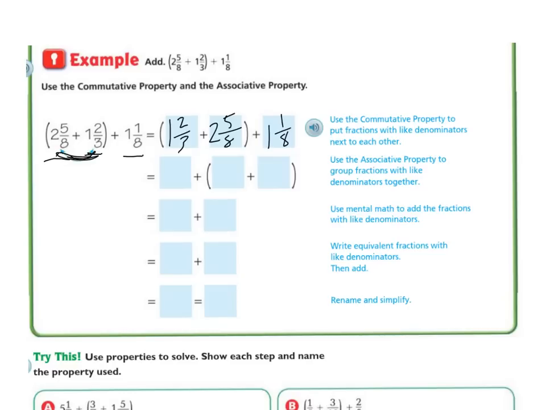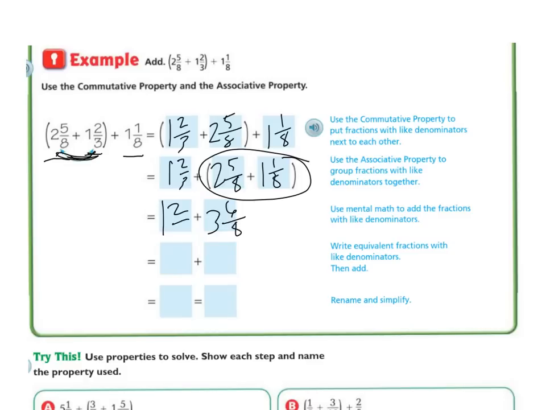The cool thing about doing that is now I can use the associative property and I can regroup them. So I can do 2 5/8, 1 1/8, and over here I have my 1 2/3. So now, remember, you always do the parentheses first. So now I have 3 6/8 plus 1 2/3. So now I need to make the bottoms be the same because I can't add them when the bottoms aren't the same. See, this saves me from having to do it to all three numbers if I move the number over to be able to do that.